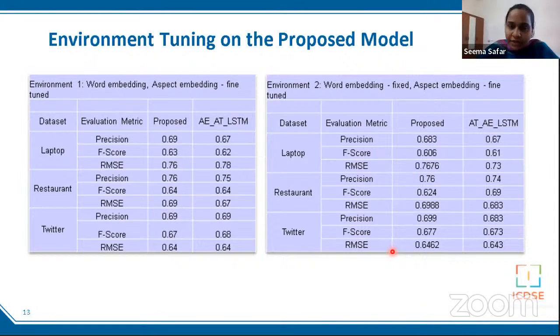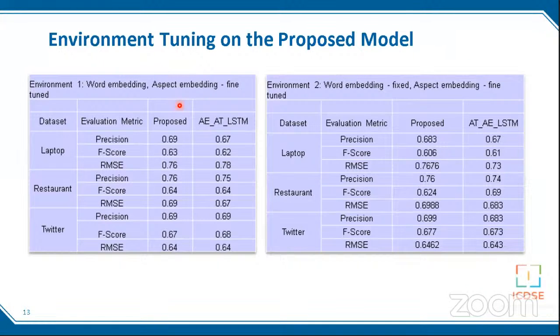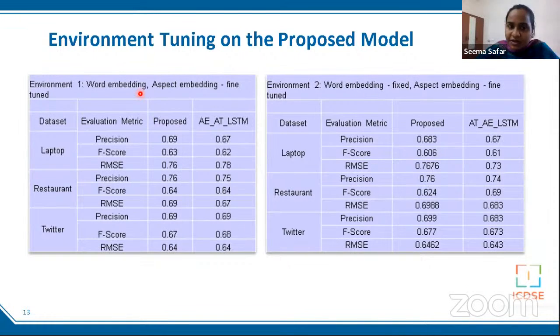Moving on to the tuning of the parameters of the proposed model. We actually tuned in 3 different environments. We were trying to improve the performance by tuning the word embedding as well as the aspect embedding. The first environment was fine-tuning both the word embedding as well as the aspect embedding. In the second environment, we just kept the word embedding as is, the GloVe vector, and the aspect embedding was fine-tuned. And in the third environment, we fine-tuned the word embedding and investigated the results.